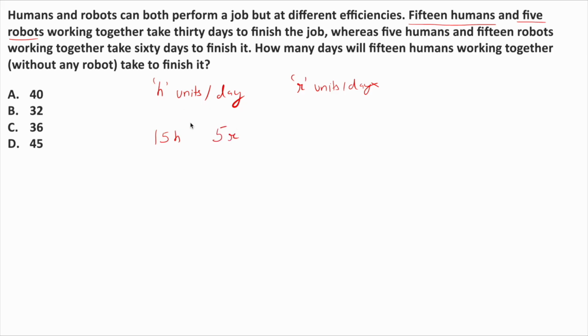The total work done by 15 humans and 5 robots is 15h plus 5r. This is the work done by 15 humans and 5 robots per day. And like that, they take 30 days to finish the job.